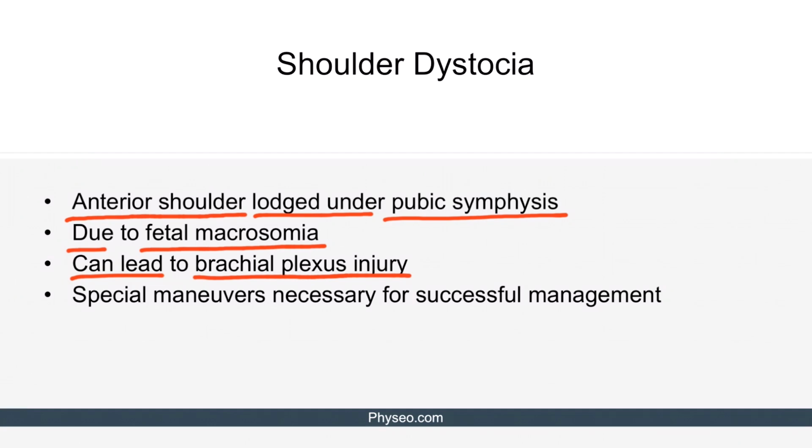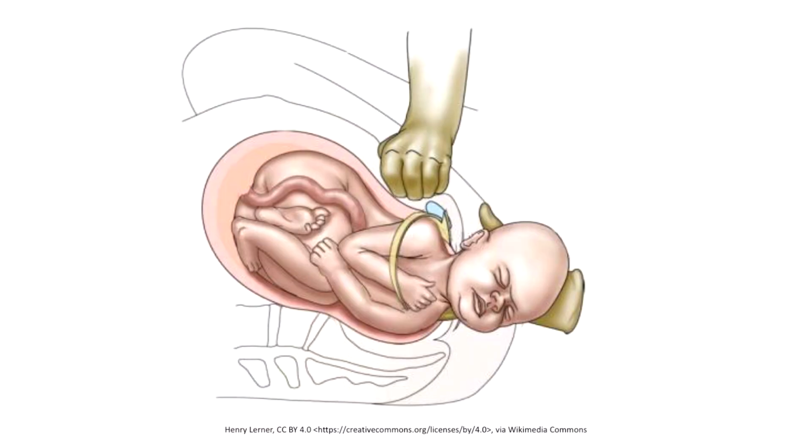However, it is worth reminding ourselves that shoulder dystocia is a true obstetric emergency, and it requires special maneuvers for successful management. Here is an illustration of shoulder dystocia. We can see how the anterior fetal shoulder is lodged under the maternal pubic symphysis.